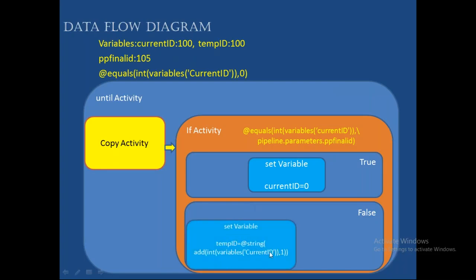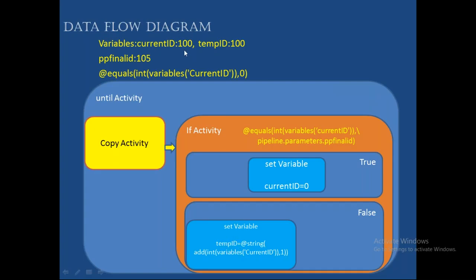How am I doing this? First, I convert the current ID variable value into int. After that, I'm using an add function: add 100 and 1. I want to add 1, so it will give a total of 101. This 101 you cannot assign as an int to the temp ID. You need to convert it back to string. That's why I'm using string again. This 101 I will assign to the temp ID. Now temp ID is 101.